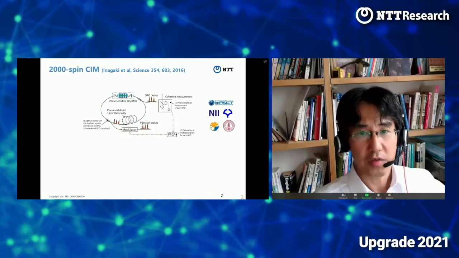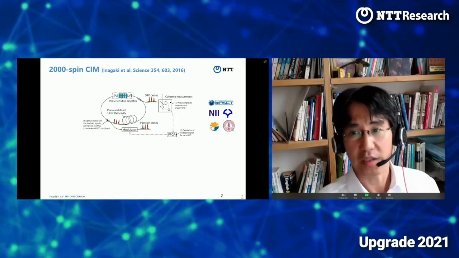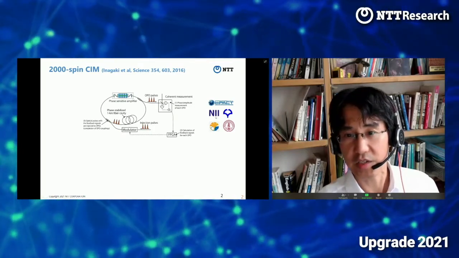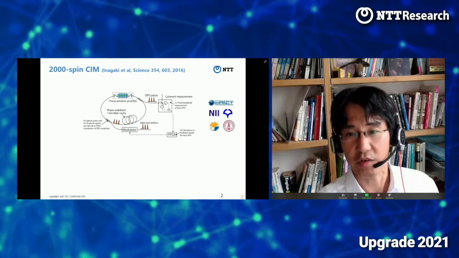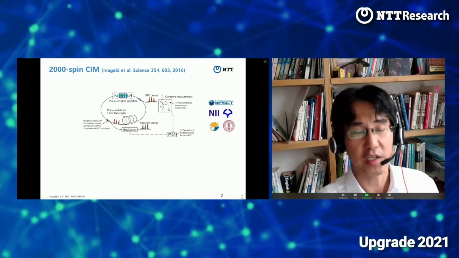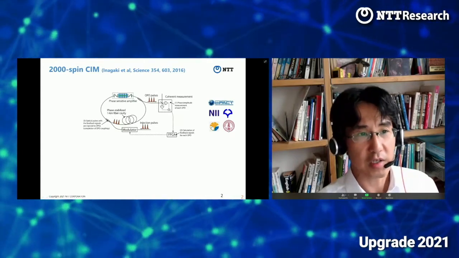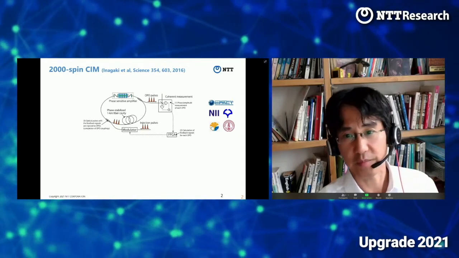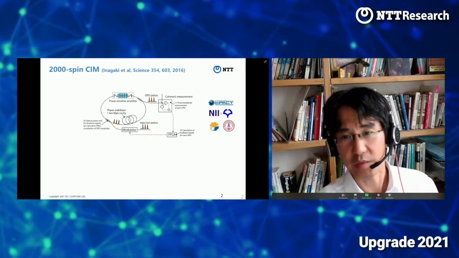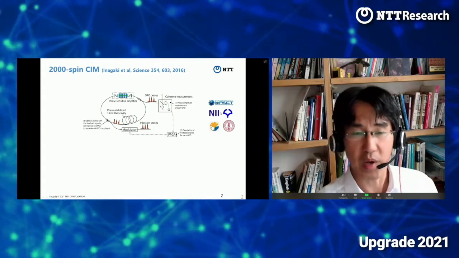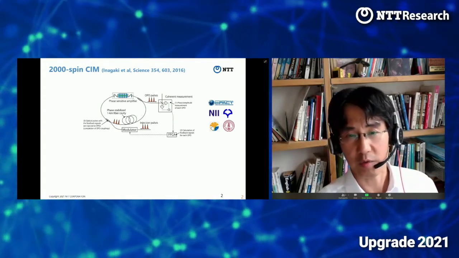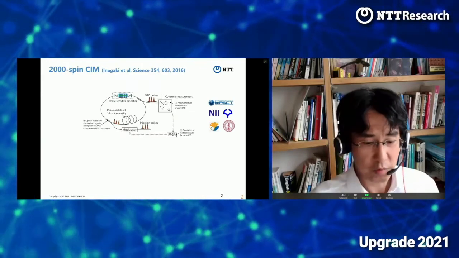So in 2016, NTT, in collaboration with many institutions such as NII, Osaka University, Tokyo University, and Sangyo University, constructed a large-scale coherent Ising machine under the Japanese funding project called IMPACT, in which Professor Yoshi Yamamoto played the role of project manager.